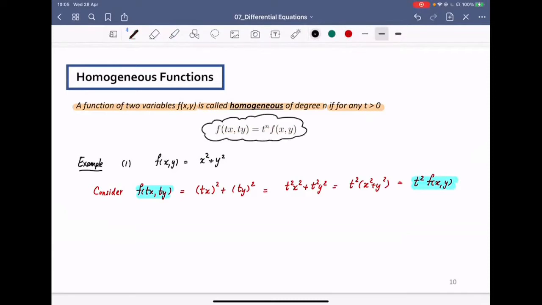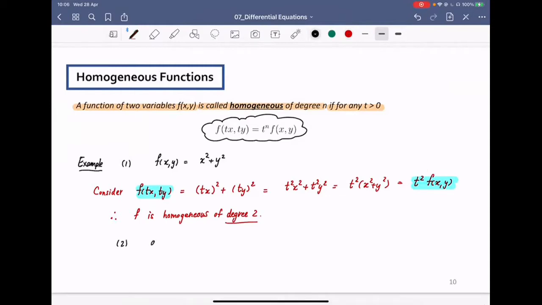You look at the definition here. The definition says if you simplify f(tx, ty) and you get back t to the n times f(x, y), this function is called homogeneous. So to conclude, this function f is homogeneous of degree 2. How do I know that this is degree 2? Because the factor that I get is t squared. Does it make sense?